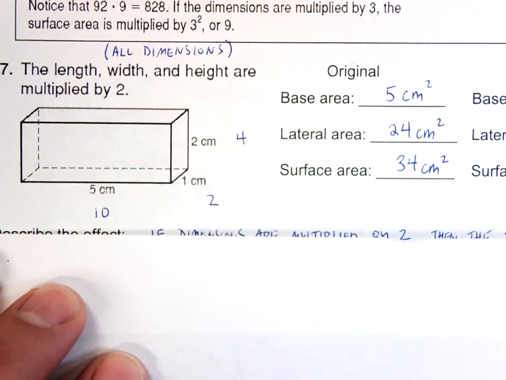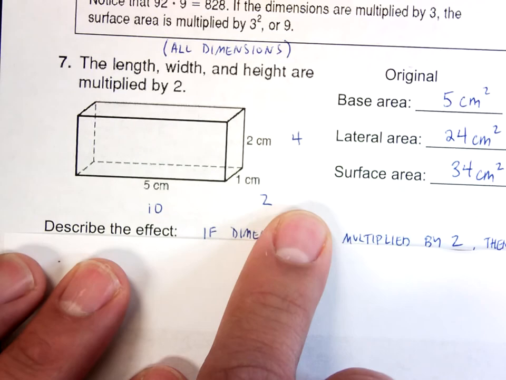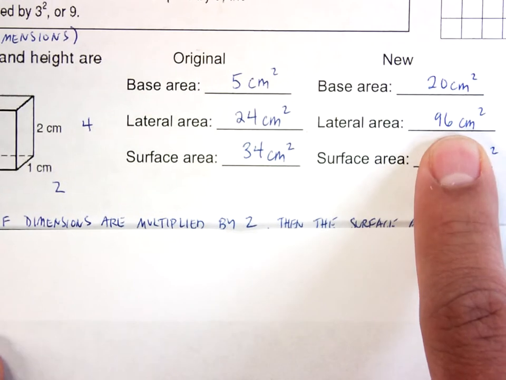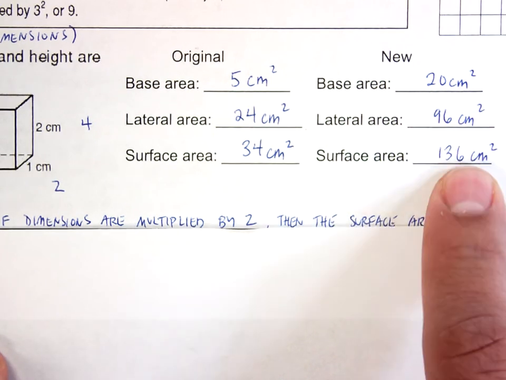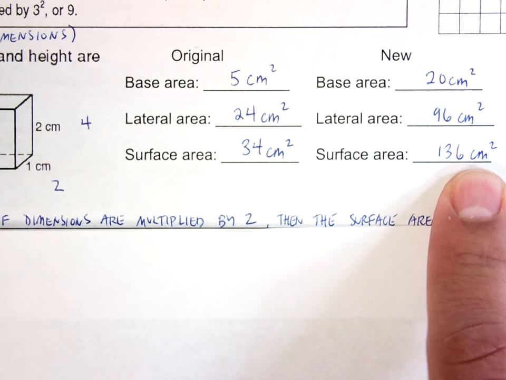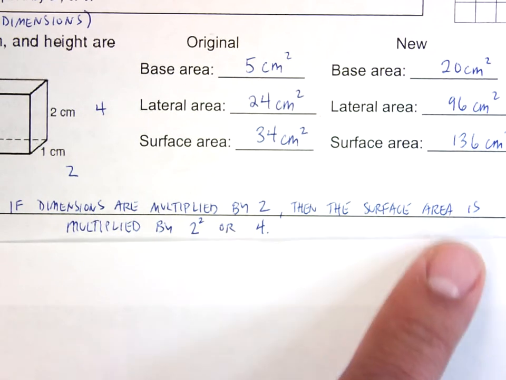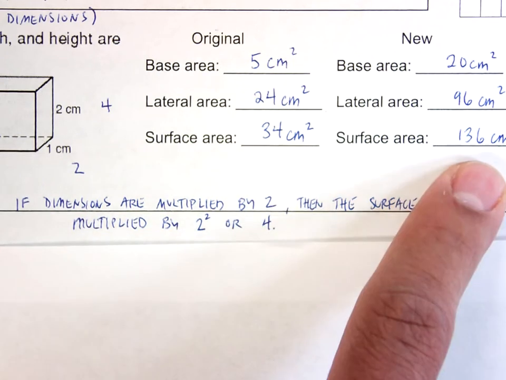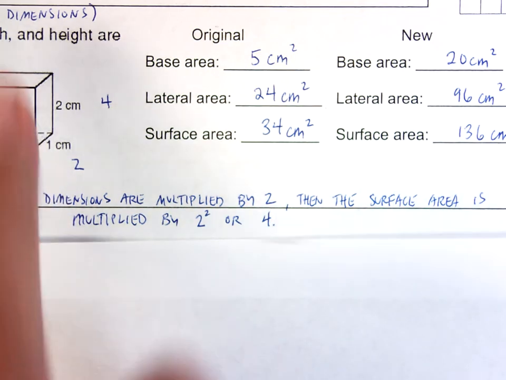So now what's the area? Well, my new base area, again, doing the same thing. I have 10 times 2, area is rectangle, but length times width gives me 20. Lateral area is now 96, and I do have 2 bases, so 40 plus 96 gives me 136. So that is my new surface area. So what is my change? If the dimensions are multiplied by 2, then the surface area is multiplied by 2 squared, or 4. 34 times 4 gives me 136. So my change, when I change all the dimensions on the surface area, is that change that I made was times 2 squared.